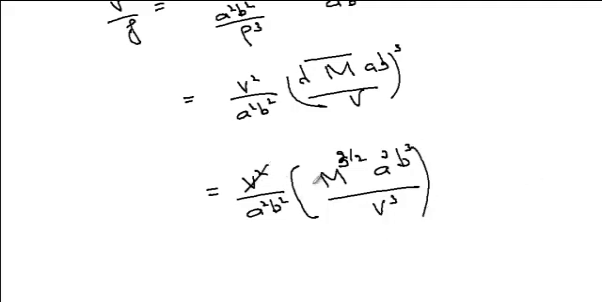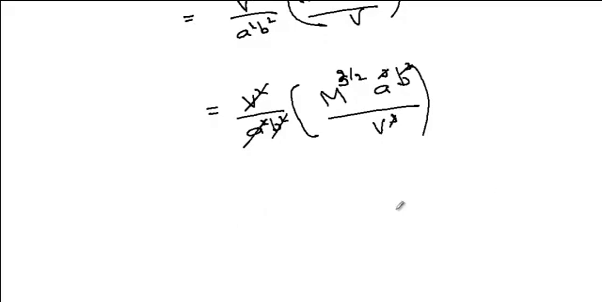So here the square cancels with the cube, a square cancels with a cube, and b square with b cube. So at the end, the term that remains is ab m power 3 by 2 over v, which is what we required in this question. Thank you very much.